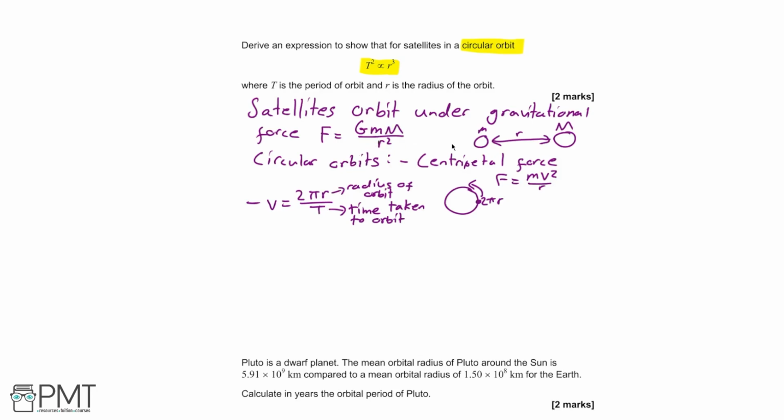So our strategy is going to be first to eliminate F, because we need an equation that relates v to r. Then we have a second equation which relates v to r. And then we'll combine the two. And since one of them includes T, we'll get our final result.